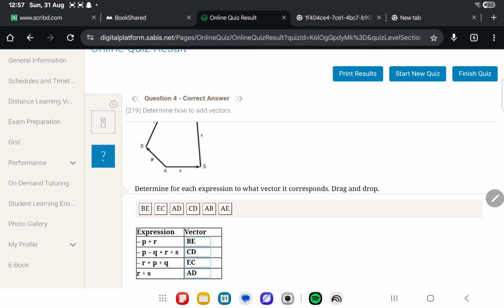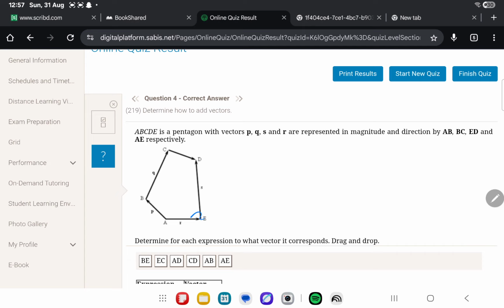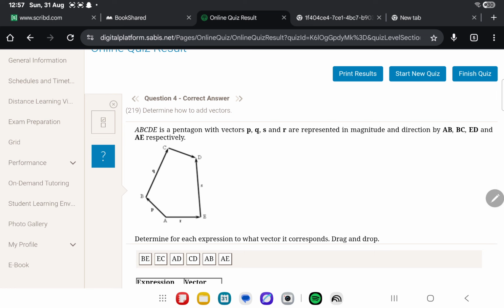Now, minus R plus P plus Q. Minus R is E to A. So this is minus R plus P plus Q. You can see that it starts off at E and ends at C. It's EC. Sorry, EC. R plus S: A to E, then E to D, AD. Done.